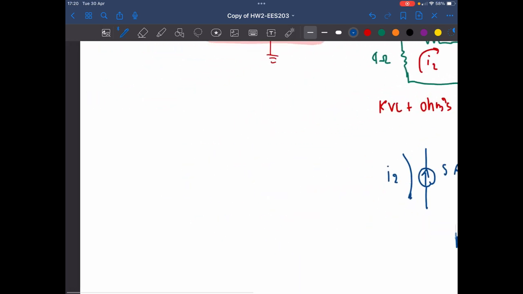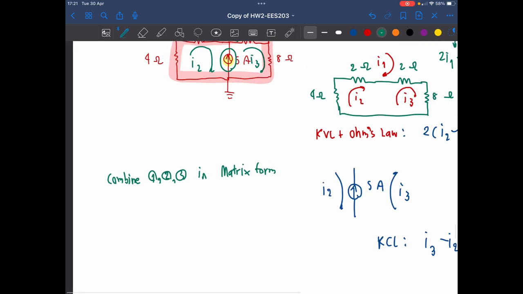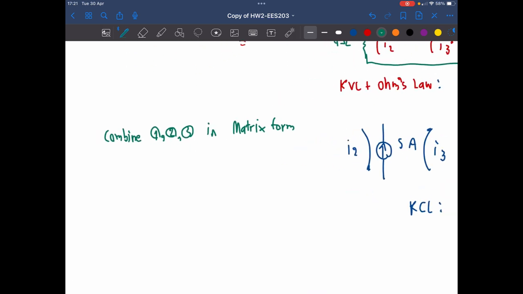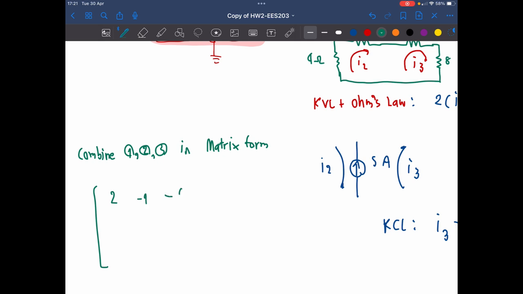Now let's combine it in the last part. Combine 1, 2, and 3 in matrix form. This is really important when you're doing an exam or anything else, because this is your final solution, your final answer to represent what you have been doing so far. Then we get 2, minus 1, minus 1, minus 2, 3, 5, 0, minus 1, 1.